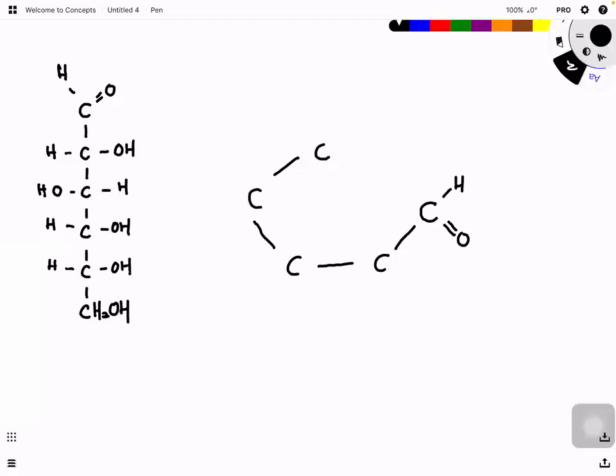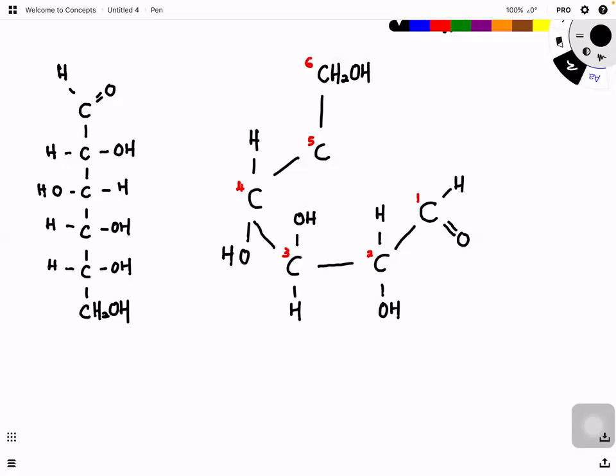Now carbon number 1 I label here, carbon number 2, carbon number 3, carbon number 4, carbon number 5. Then you will ask, hey, carbon number 6? Carbon number 6 will be outside of the ring. So this is carbon number 6, CH2OH. Are you clear? How about carbon number 2? Carbon number 2, we have the H and OH. Carbon number 3, OH, H. Carbon number 4, you can see that, H, OH.